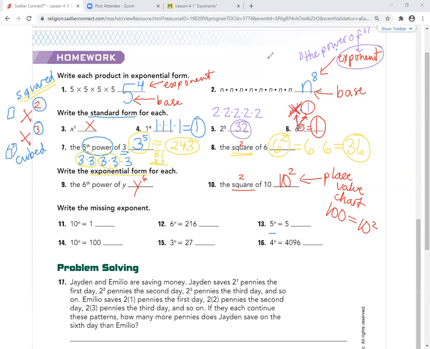Okay. This last section is a little tricky because now you're determining the missing exponent. So you're determining how many copies of that value make that statement true. The first one, I want to remind you about which exponent always makes things result in 1. Which exponent makes things result in 1?